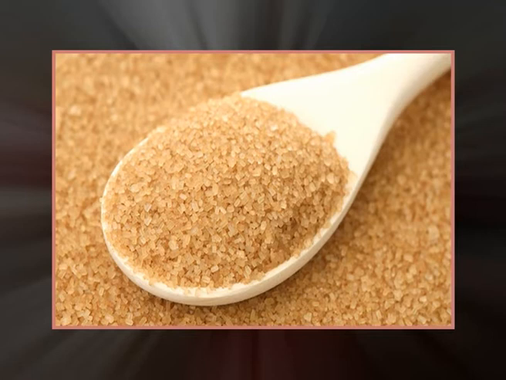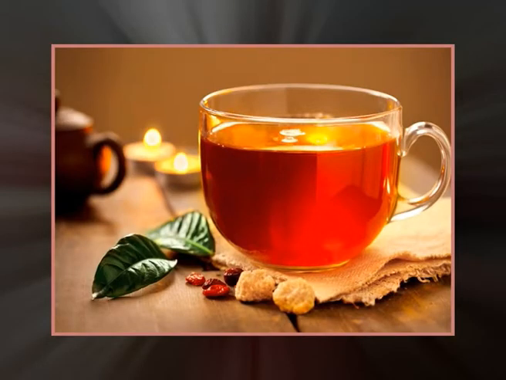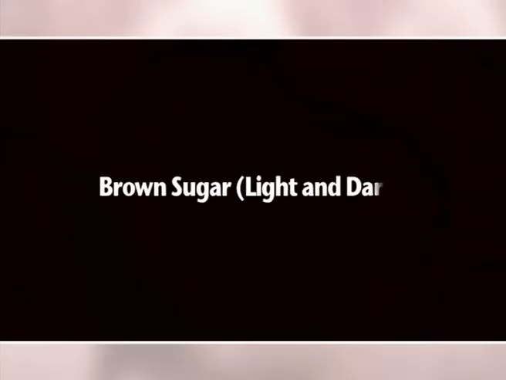Turbinado sugar. This sugar is raw sugar which has been only partially processed, removing the surface molasses. Its blonde color with a mild brown sugar flavor and is often used in tea. Brown sugar, that is light and dark. Brown sugar retains some of the molasses syrup which imparts a pleasant flavor.